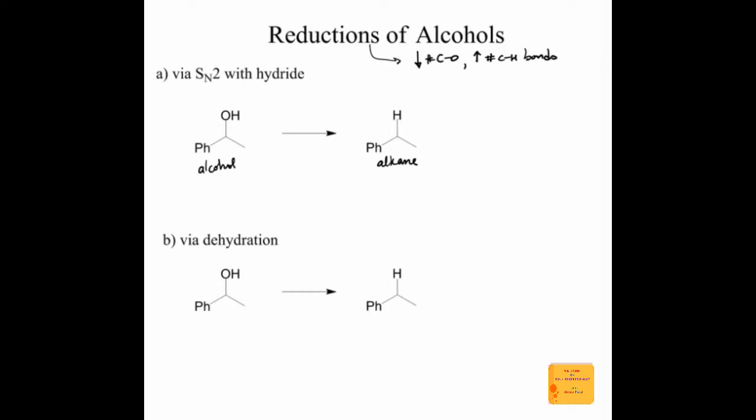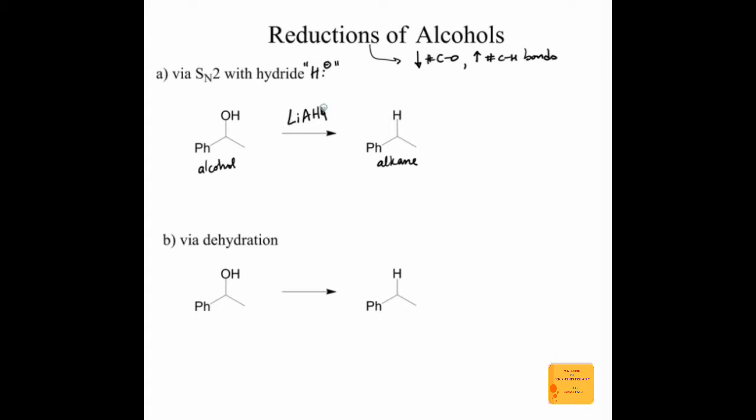And there's a few strategies we can do for this. One of them is via an SN2 mechanism with hydride. Hydride is H-. And if we had a source of hydride, then it can do an SN2 mechanism. But what's the problem with just using the alcohol? The source of hydride we had that was nucleophilic was something like lithium aluminum hydride.